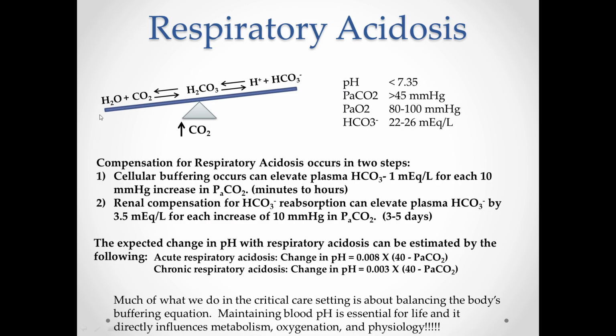So if we go through the different types of acidosis that you might experience, the CO2 is considered a respiratory component of the body's buffering equation. High levels of CO2 would be consistent with what would be called a respiratory acidosis. On a blood gas, the pH would be less than 7.35. The CO2 levels would be greater than 45. The PaO2 levels may be unchanged, and the bicarb levels would be within a normal range.